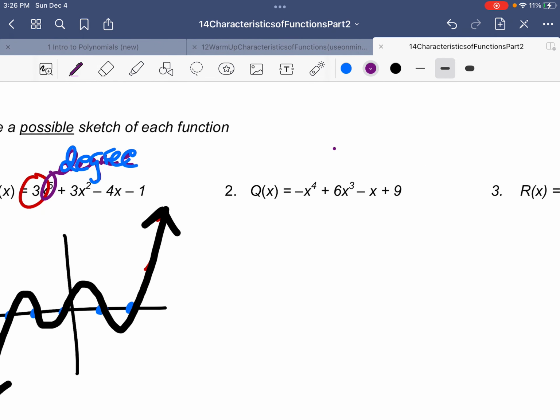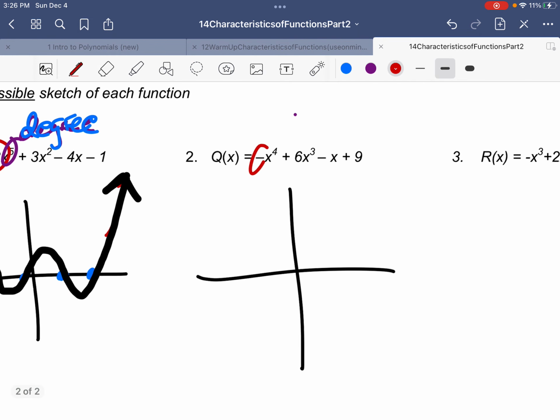How about this second one here? Can you make a sketch just by knowing a little bit about the degree and the leading coefficient? Leading coefficient's negative. What does that mean? That's what it does to the right, right? It means it's going to go down. Degree is even. I was about to say odd. It's even. So that means it's going to do the same thing on the other side. Yepper, it's going to do the same thing.